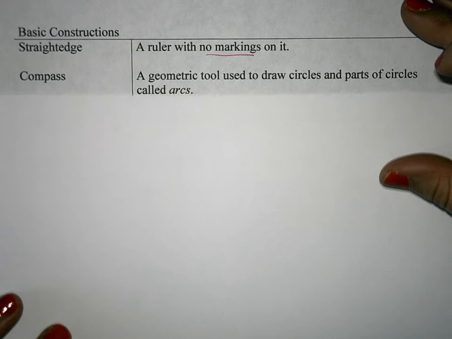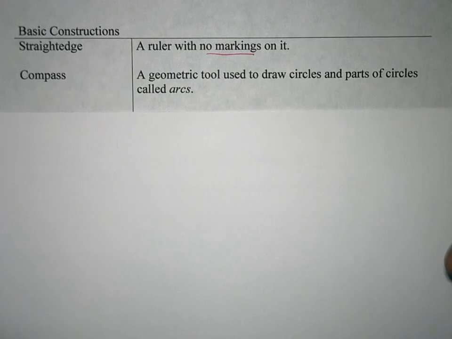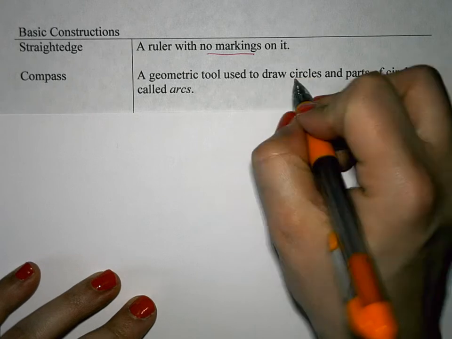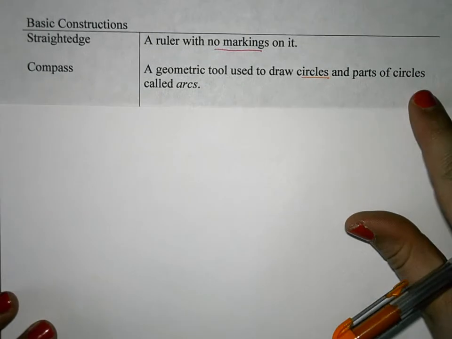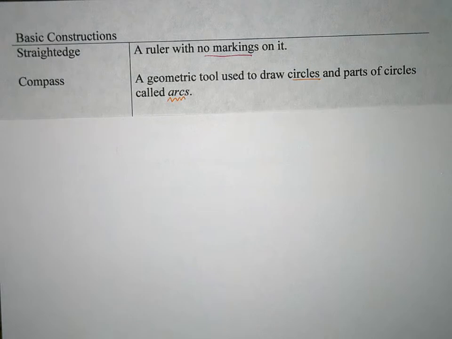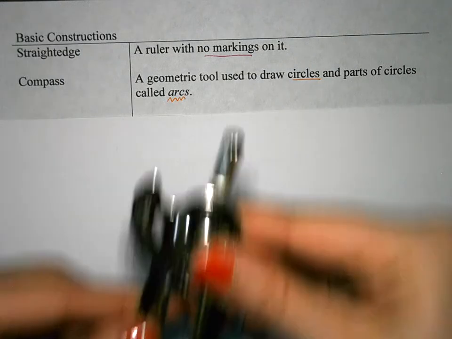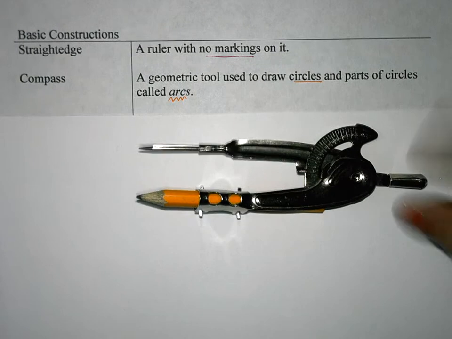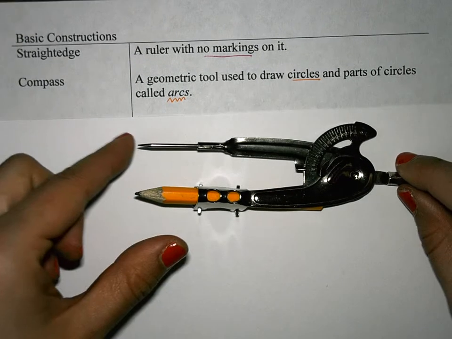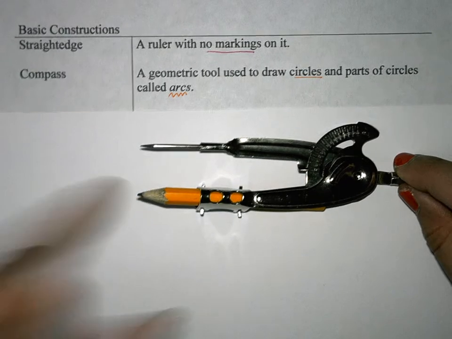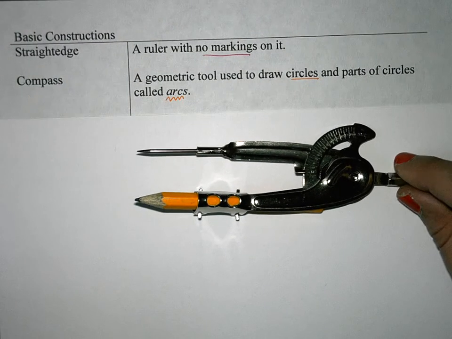The next definition you need to know is what is called a compass. A compass is a geometric tool used to draw circles, and we also use it to draw parts of circles, which are called arcs. So arcs are parts of a circle but not a complete circle. Everybody should get their own compass, which looks like this. On the compass you have a point, which is always going to be the center of our circle, and the pencil, which is what we're going to use to draw.